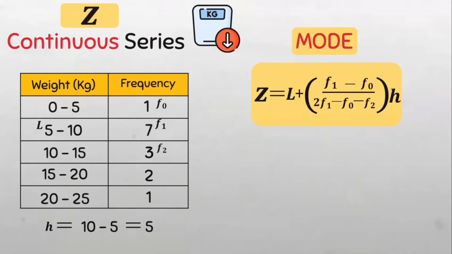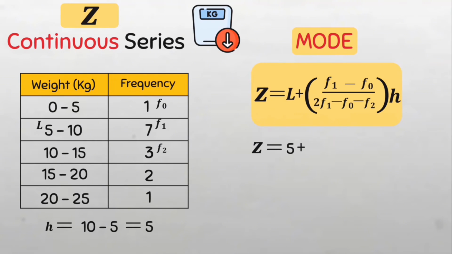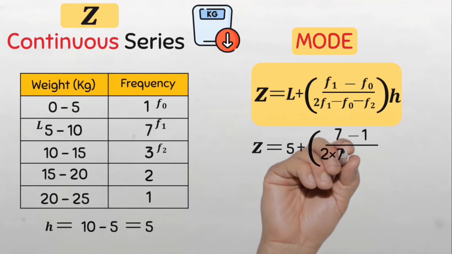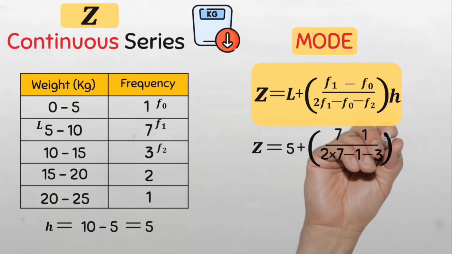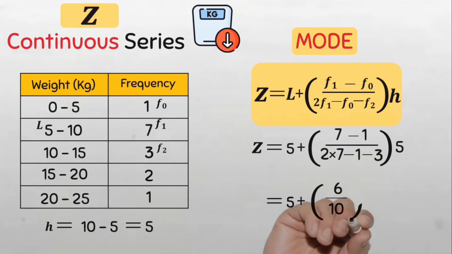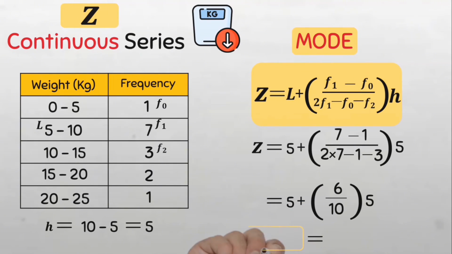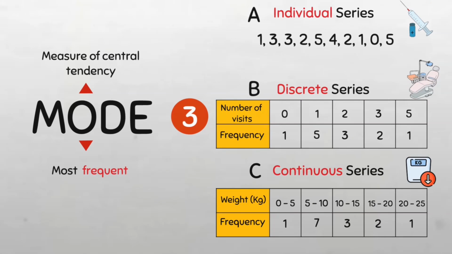Awesome. Now let's plug in all these values into the formula. So Z = L, which is 5, plus ((f1, which is 7, minus f0, which is 1) divided by (2 times f1, which is 7, minus f0, which is 1, minus f2, which is 3)), and finally multiplied by h, which is 5. Great. So we'll have 5 plus 6 divided by 10 multiplied by 5. That will be 8. So our mode is 8 kilograms. Easy peasy. So this is how to compute the mode for individual, discrete, and continuous series data.